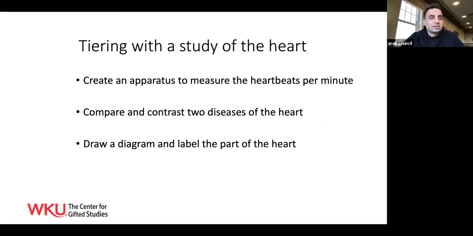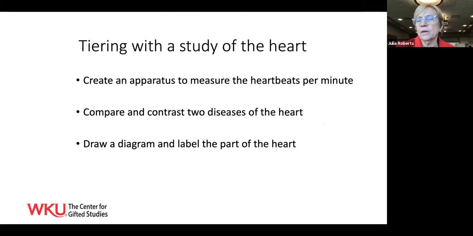Different students are completing different learning experiences.